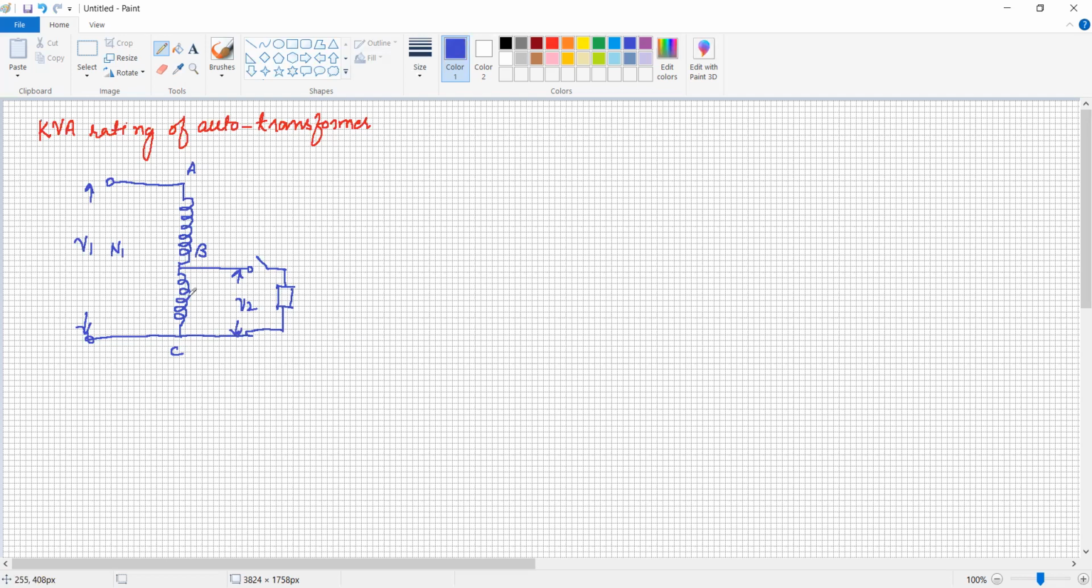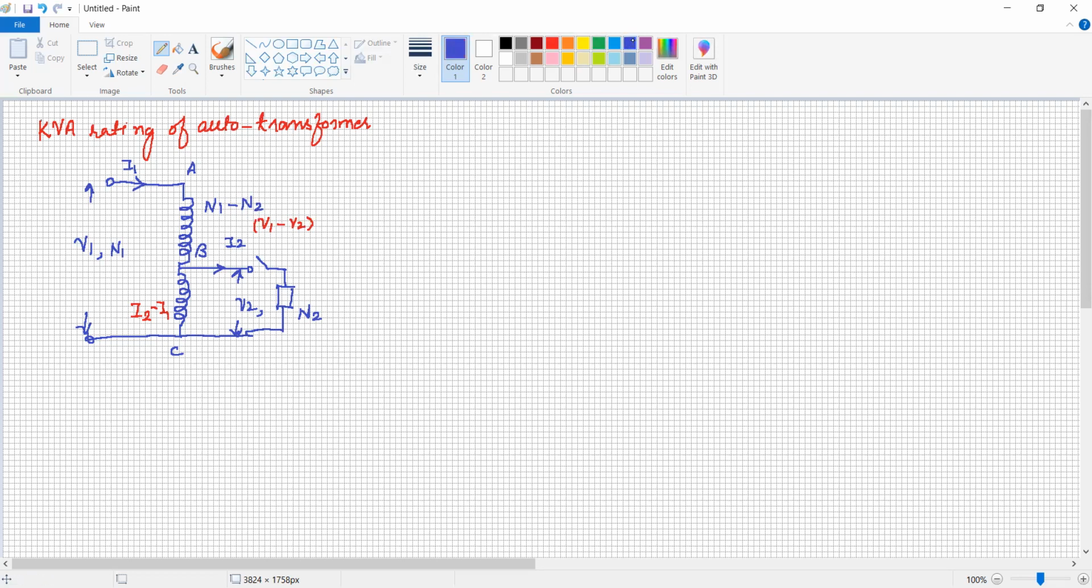The current in this one is I1, and the current in the secondary or load is I2, whereas the current in the common winding is I2 minus I1, because the secondary voltage, or voltage across the load, is smaller. So definitely the current will be very high compared to the current in the HV winding. Here the number of turns is N2. So the number of turns in the remaining part is N1 minus N2, and the voltage is V1 minus V2. This is the circuit description.